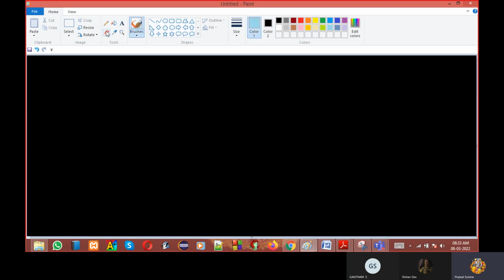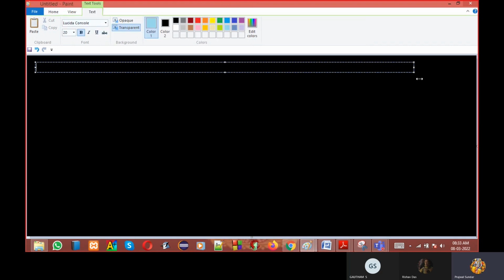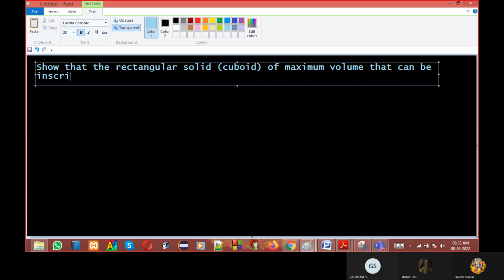One geometrical question is there. This question I'm not going to do fully. I'm just going to bring it to one level and show. We have to show that the rectangular solid, meaning a cuboid, of maximum volume that can be inscribed in a sphere is what we are here to show.